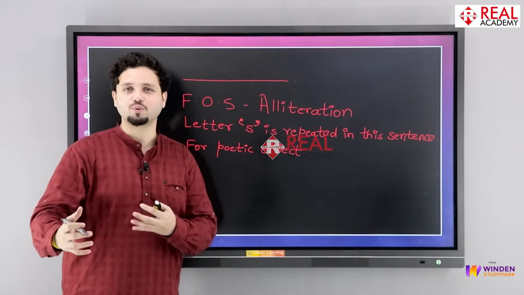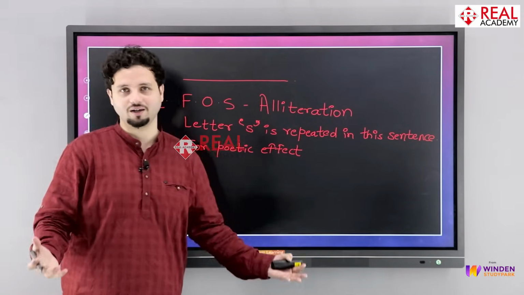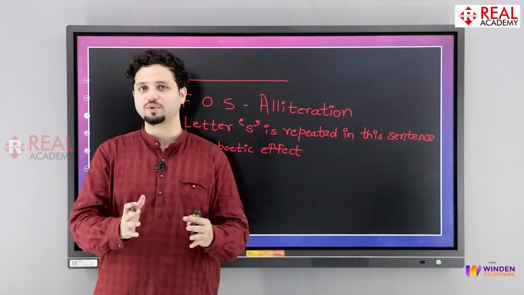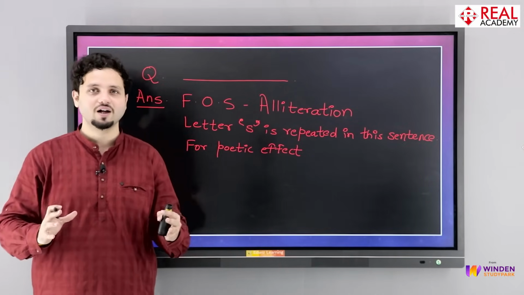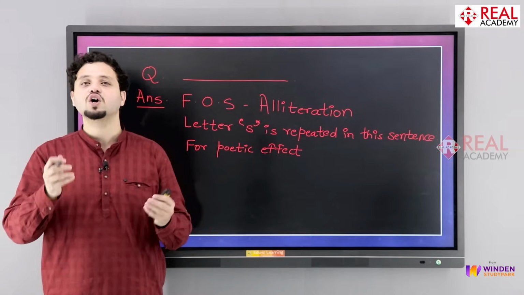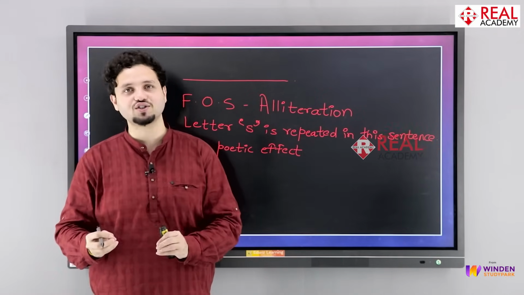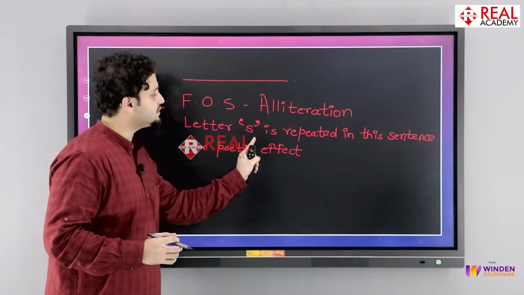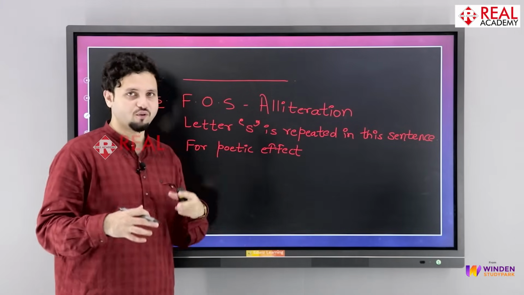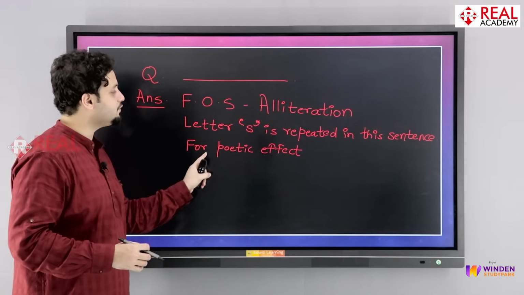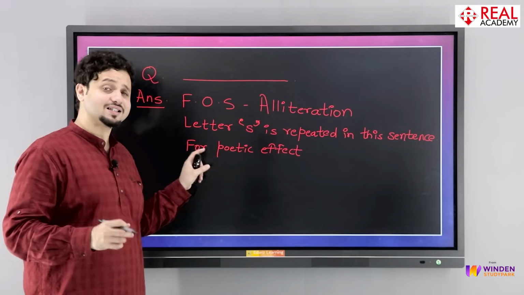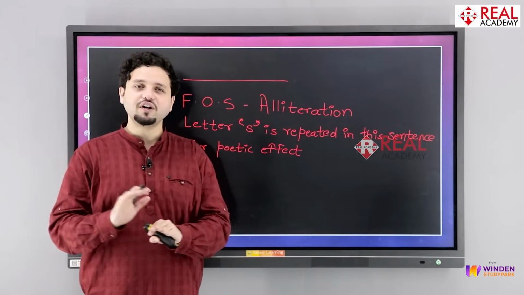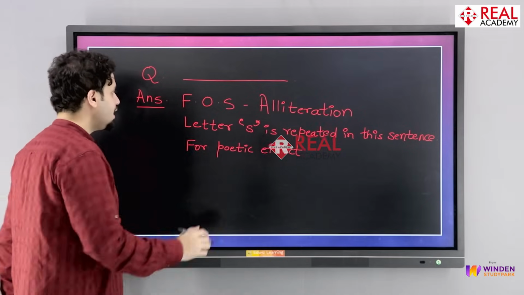Now you might have a question: how would I explain? I don't know how to explain it. In every figure of speech, I will provide you a meaning, like what the meaning of that figure of speech is. You can extract your explanation from the meaning itself. So here, letter S is repeated in this sentence, for example, and the third line will be for poetic effect. This third line will be common for all figures of speech. Everywhere you are going to use this common line.